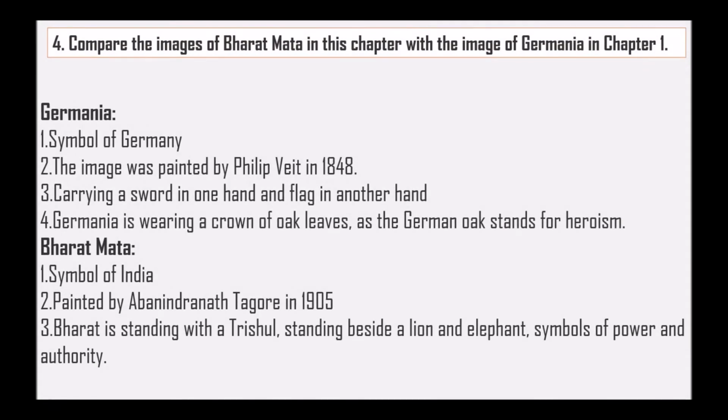Next, compare the images of Bharat Mata in this chapter with the image of Germania in Chapter 1. Germania, symbol of Germany. The image was painted by Philip Veit in 1848, carrying a sword in one hand and a flag in the other. Germania is wearing a crown of oak leaves, as the German oak stands for heroism. Bharat Mata, symbol of India, painted by Abanindranath Tagore in 1905. Bharat Mata is standing with a trishul, beside a lion and an elephant, symbols of power and authority.